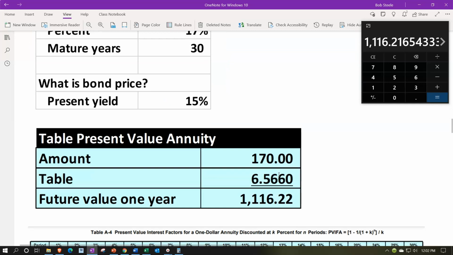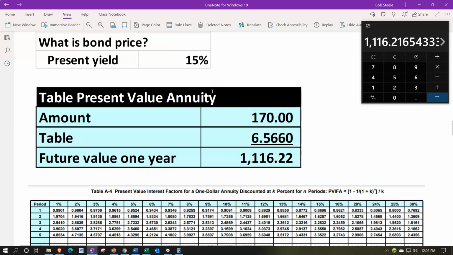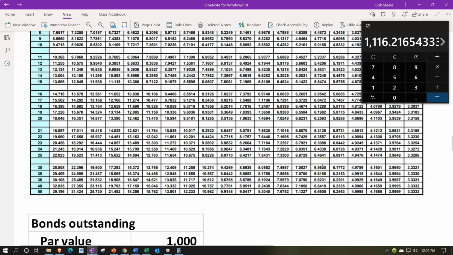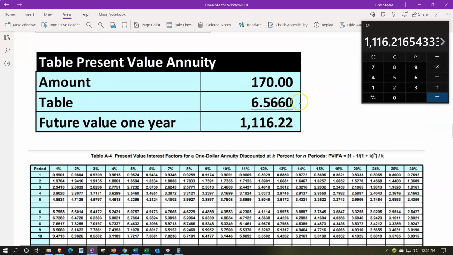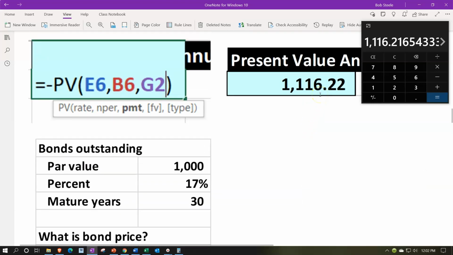So finally, we could do this with the tables. We're looking at tables, 15%, 30 periods, 15 and 30. So there's the 15, 30 periods is way down here, right there, 6.5660. So there's the 6.5660. The 170 times the 6.5660 gives us the 1,116.22. That's the same as what we got up top.